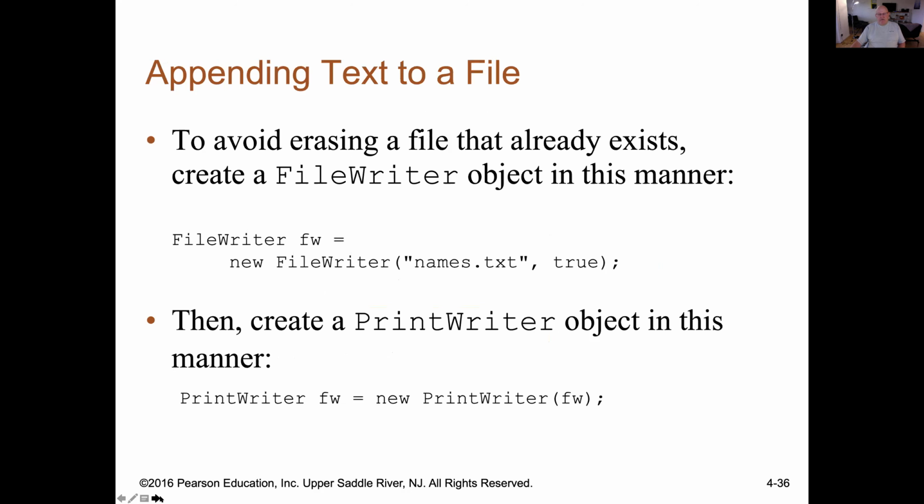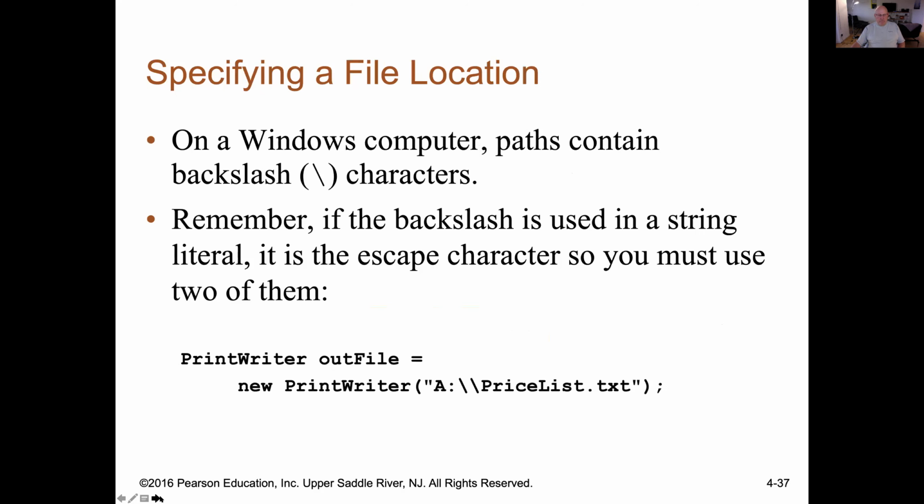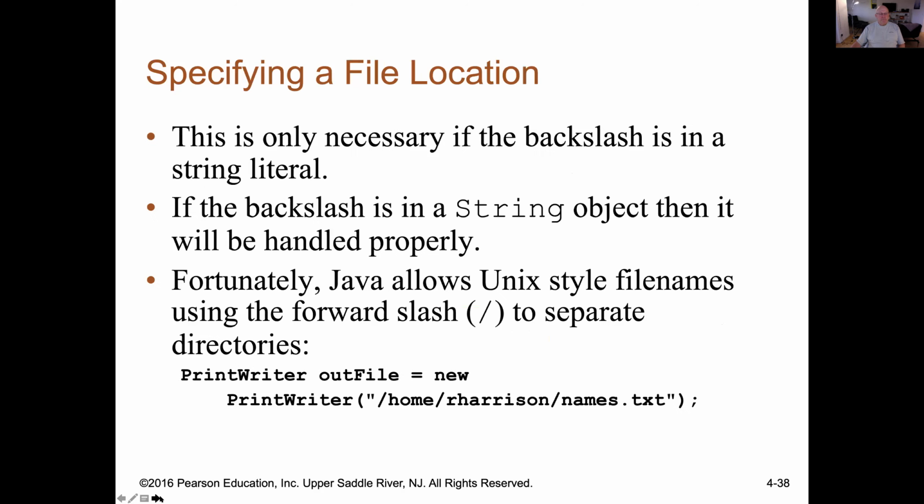How do you append text to a file? To avoid erasing a file that already exists, create a FileWriter object in this manner. Then you create a PrintWriter object in this manner. This is how you specify a file location. Fortunately, Java allows Unix-style file names using the / to separate directories. This is something that's unique to Java.